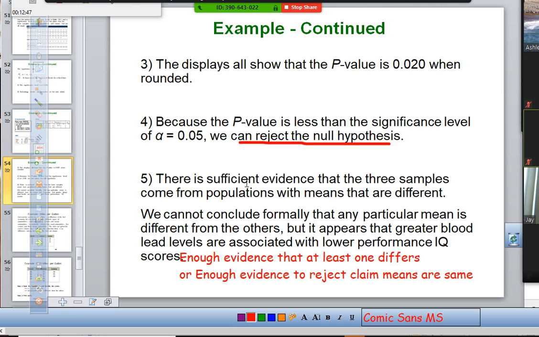Which means that you can either say there's sufficient evidence that the 3 samples come from different populations, or you can just say enough evidence that at least one differs. That's totally fine. Or you could say, because remember, this is chapter 11, we're saying H0 is our claim, enough evidence to reject the claim that the means are the same. Any one of those 3 is fine. Either this top one they gave up here under 5, or either one of these 2 in red that I gave below. I don't care. Okay? So again, chapter 11, those can all be reject. In this case, reject the claim that the means are the same.